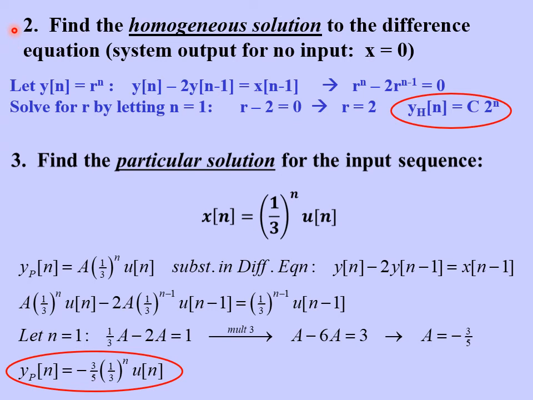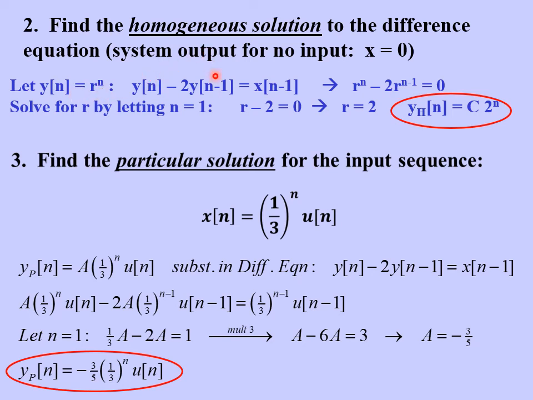Step number 2, find the homogeneous solution to the difference equation. So remember, the trick is to let y equal r to the n. So when I plug that into the difference equation, here's the difference equation again. Oh, and then we remember the right side we set to 0 because it's the homogeneous solution here.